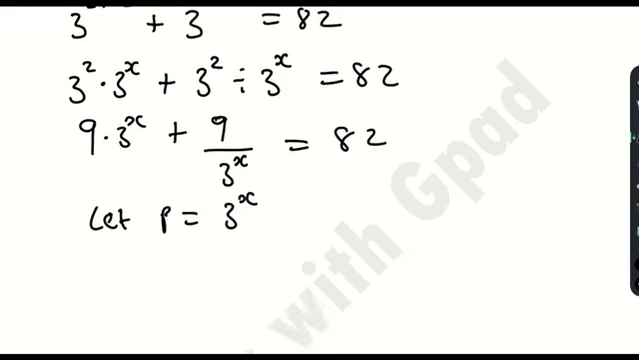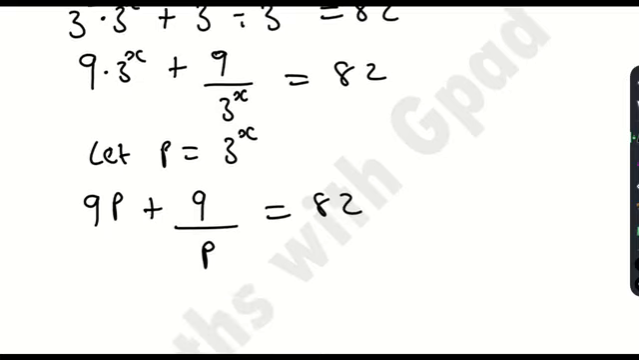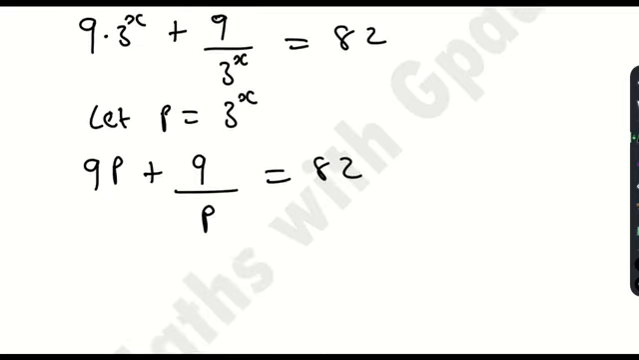So it's going to be 9p, because I just said let p be equal to 3 raised to the power x. So here it's going to be 9p plus 9 over p, because this is 3 raised to the power x, which is now p, and this is equal to what? 82. So what I have here is a simple equation. We don't want this fraction. We want it to be without a fraction.